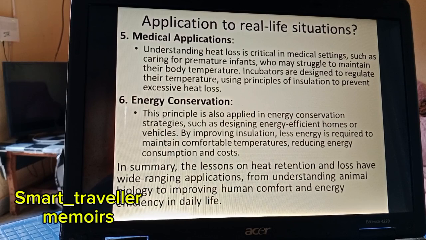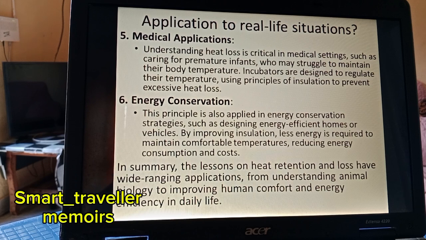Medical applications. Understanding heat loss is critical in medical settings such as caring for premature infants who may struggle to maintain their body temperature. Incubators are designed to regulate their temperature using principles of insulation to prevent excessive heat loss. Energy conservation. This principle is also applied in energy conservation strategies such as designing energy-efficient homes or vehicles. By improving insulation, less energy is required to maintain comfortable temperatures, reducing energy consumption and costs.